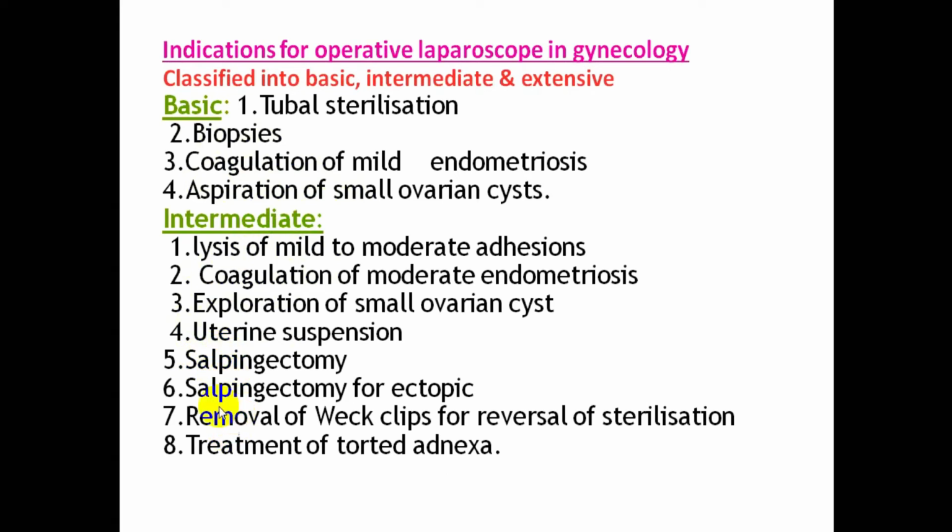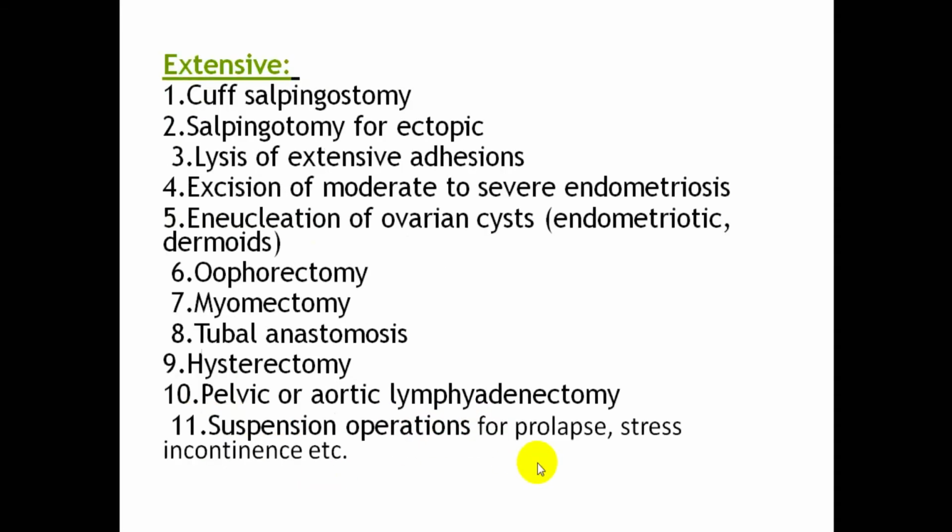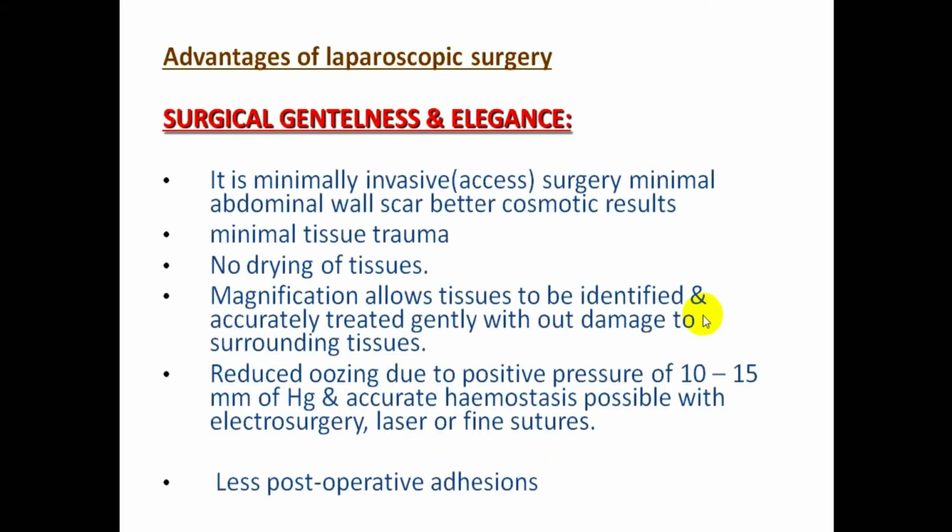salpingectomy for ectopic, removal of weak clip or reversal of sterilization, and other indications. Extensive: cuff salpingectomy for ectopic, cases of extensive adhesion like intermediate, and in addition myomectomy, tubal anastomosis, hysterectomy, pelvic or aortic lymphadenectomy, and suspension or repair for prolapse or stress incontinence.